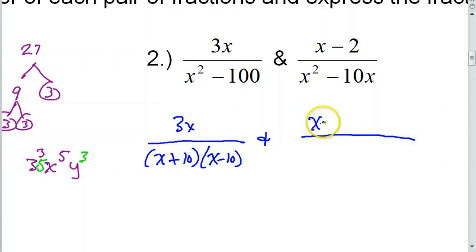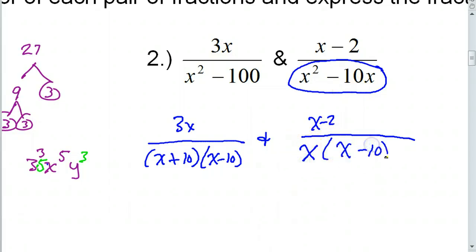Now over here I've got this x minus 2. And how am I going to factor this denominator? How do I factor this? GCF. Correct. So what is the GCF? Okay, just x and x minus 10. Now I'm looking at these factors. Each denominator has to have the same factors.